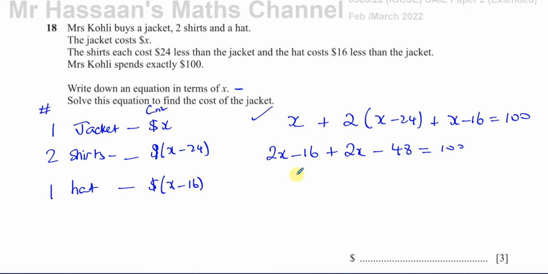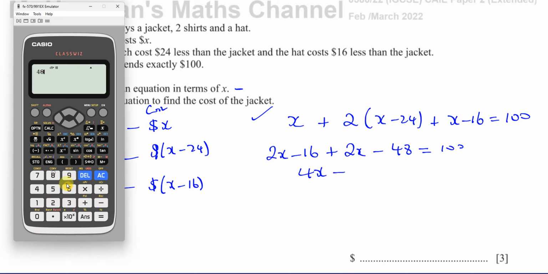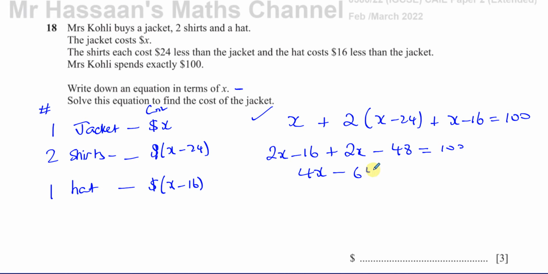Then I have 2X plus 2X, which is 4X, minus 48 minus 16. What's 48 and 16 added together? That gives you 64. So it's 4X minus 64 equals 100. Then I can say 4X is equal to 164, adding 64 to both sides. Therefore, X equals 164 over 4, so that's going to give you $41.